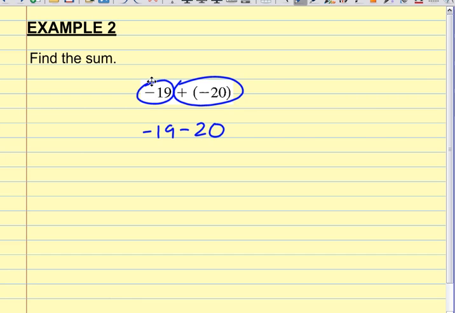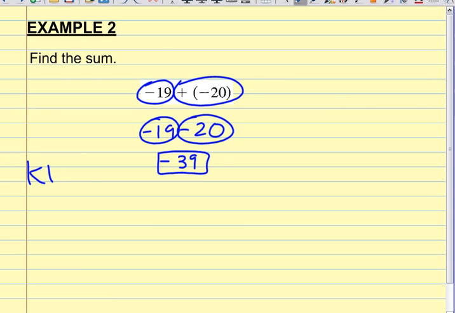It's positive. No, it's negative. An odd number of negatives is going to give me a negative, right? So now I've got negative 19 minus 20. But let me ask you this, Jack. Does this really say negative 19 minus 20? No. What it really says is negative 19 plus negative 20, right? What do I get if I have 19 negatives and 20 negatives? What do I get? Harry? Negative 39.